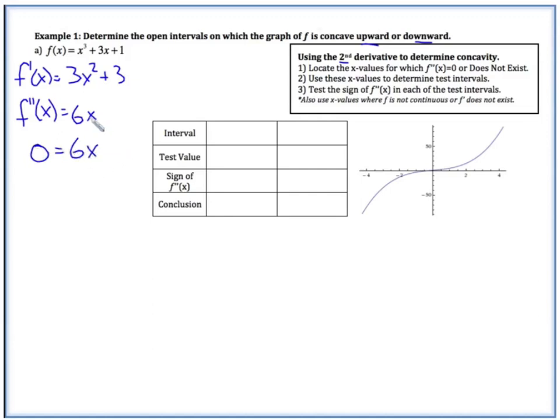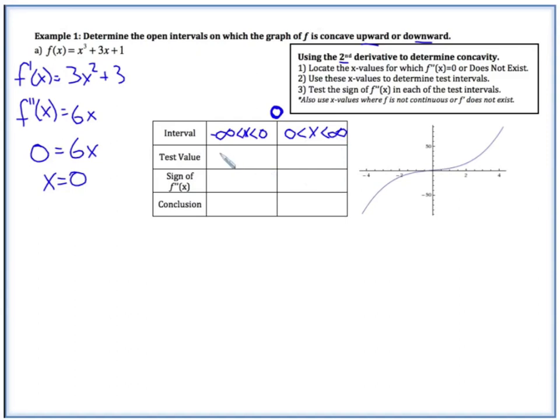or does not exist. You can see it exists on the whole number line, so we don't need to worry about that. And we can see that it equals 0 when x equals 0. So 0 really becomes our marker here for our concavity tests. We're going to put 0 right here. So we're going to have an interval to the left of this, which will be negative infinity to 0. And then on the right of this, it'll be 0 to infinity.